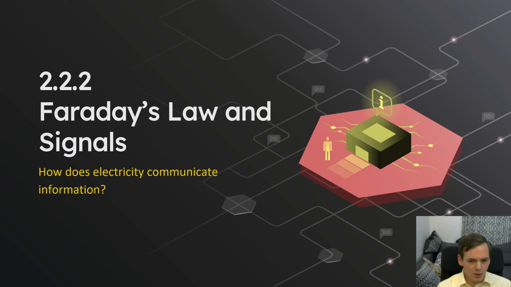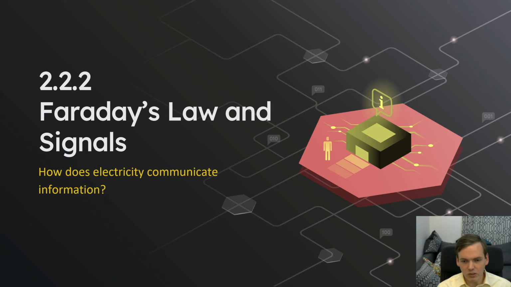Alright, in this video we're going to look at Faraday's law and signals, really answering this question of how does electricity communicate information. So before, in the last unit, we talked about how computers think, how we organize information into ultimately ones and zeros.